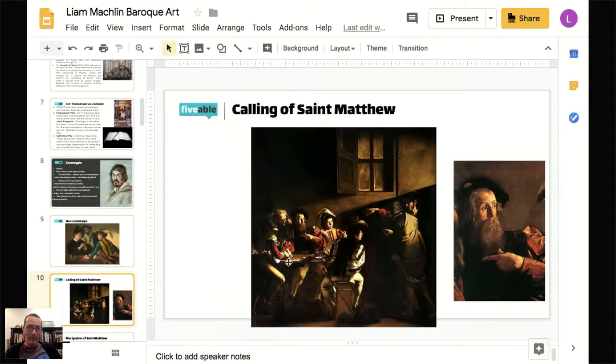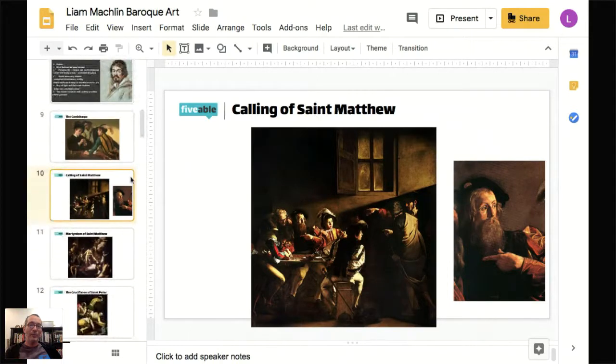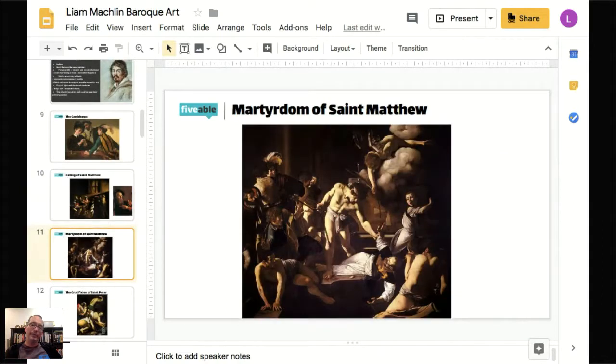There's a coin here and there's coins in the bottom. So it's a very interesting painting. Now in the church, on the left side, there was the Calling of St. Matthew, and on the opposite side was the Martyrdom of St. Matthew. And again, classic Caravaggio painting.